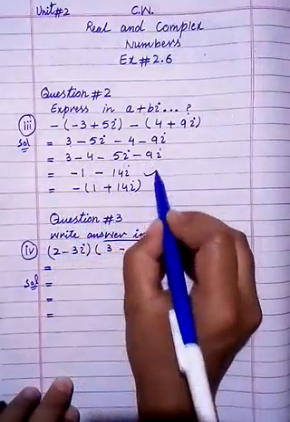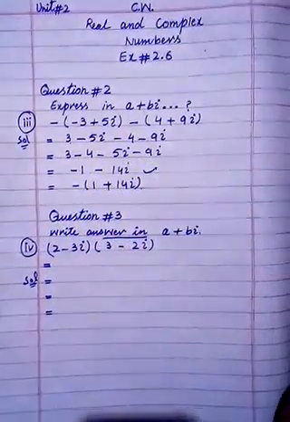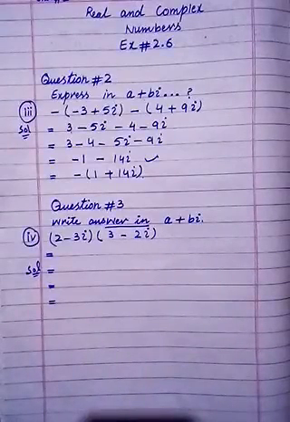Both ways are correct. This is the answer. You can write in this way or in this way. Both are correct. Now let's see question number 3. Simplify and write your answer in the standard form of complex number a plus b iota.